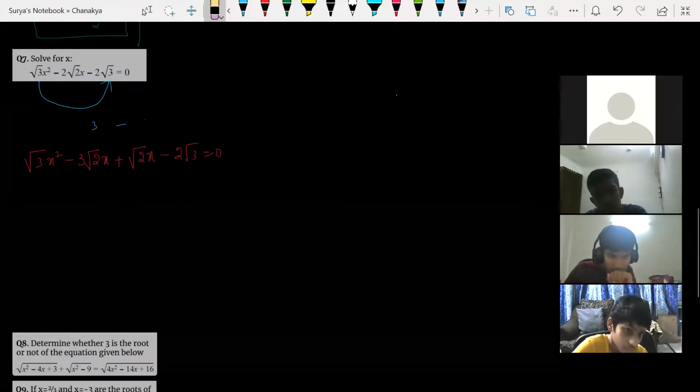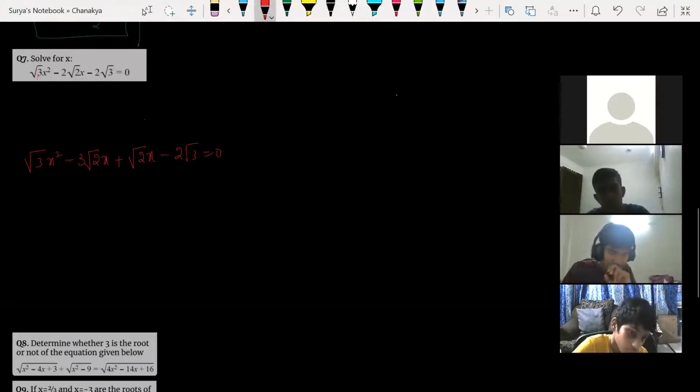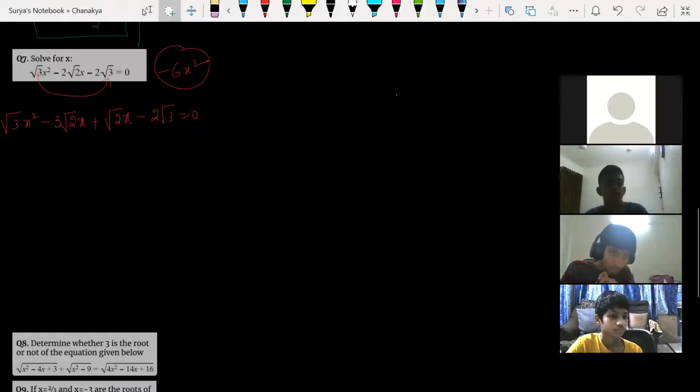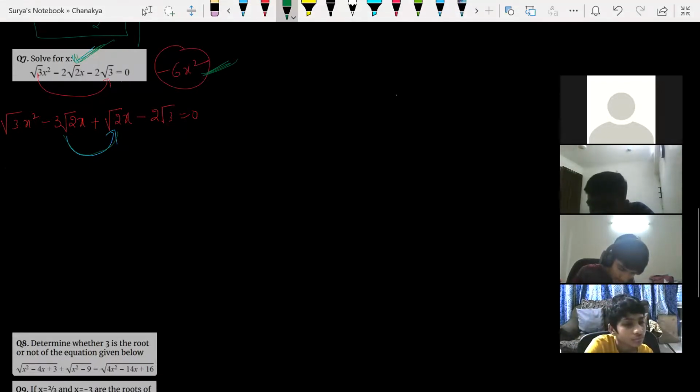Getting my point, children? If I multiply first and last term, what I'm going to get here? This into this, I'm getting minus 6x square. So look at this. How can I split the middle term in terms of getting minus 6x square? If I add these two, I must get this middle term. If I multiply these two, I must get this. Look at this. So what can I take here? Sir, add or subtract? Subtract, right?